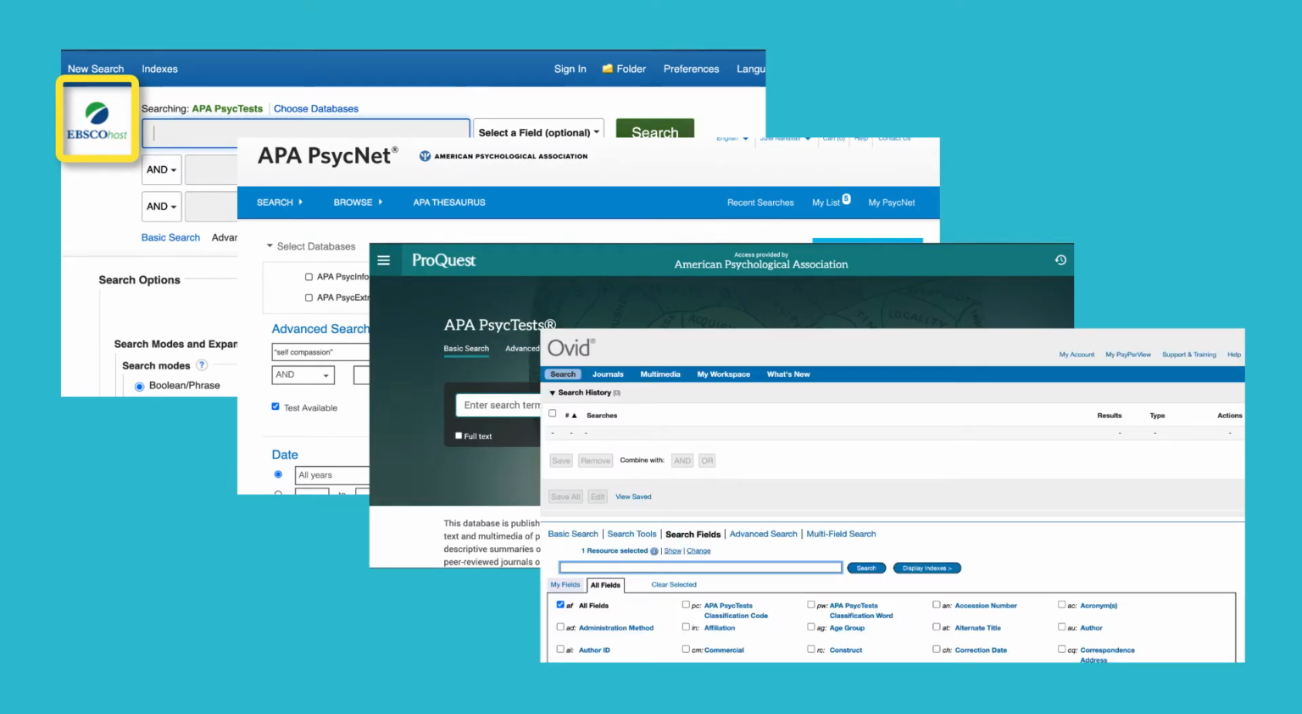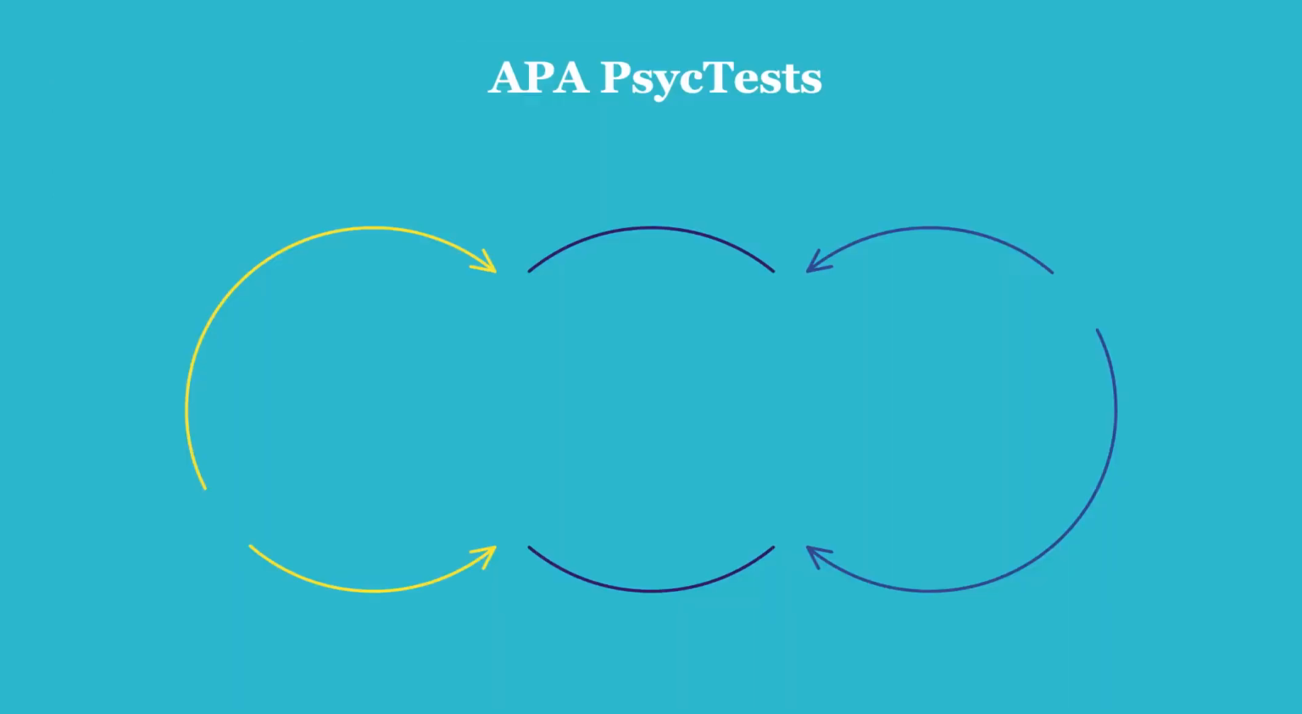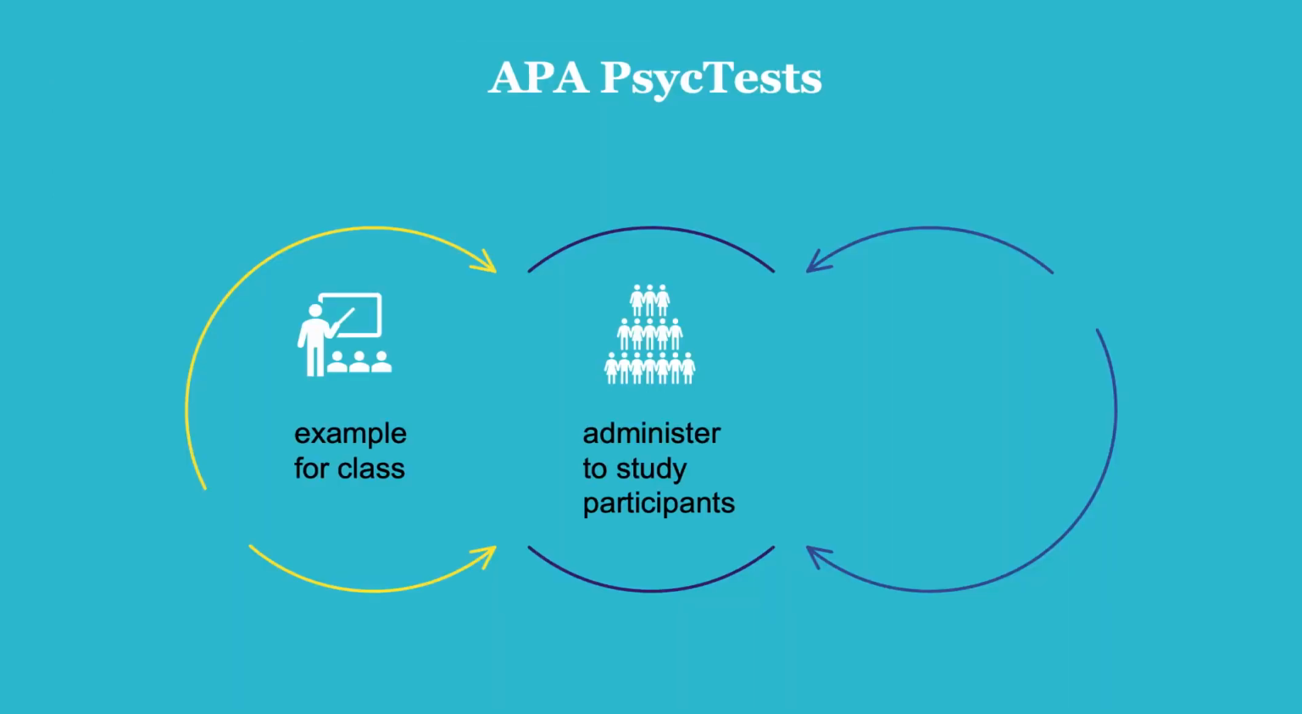While I'll use APA PsycTests on the EBSCOhost platform, the strategies covered in this video are applicable for any version of APA PsycTests. Whether you plan to use a test as an example for class, to administer to study participants, or to review as a starting point to develop your own test, APA PsycTests is your ideal starting point. This database provides information on tests, scales, and measures that were originally published in journal articles.